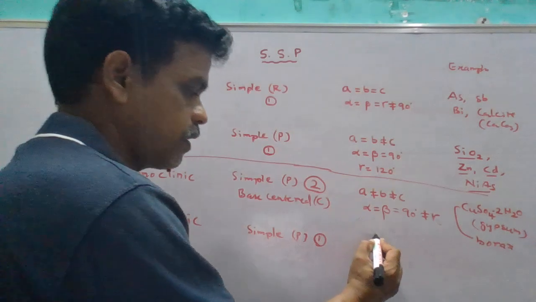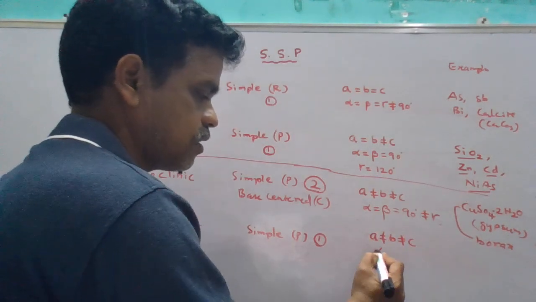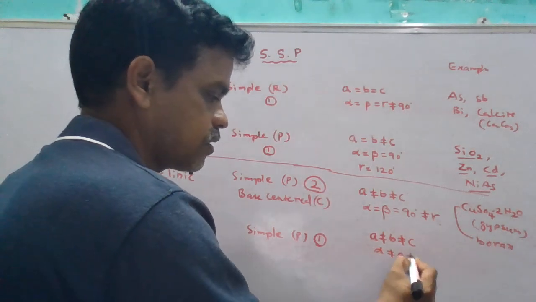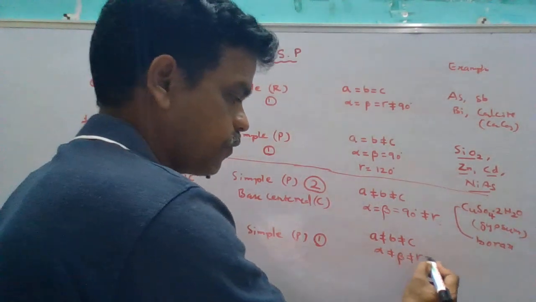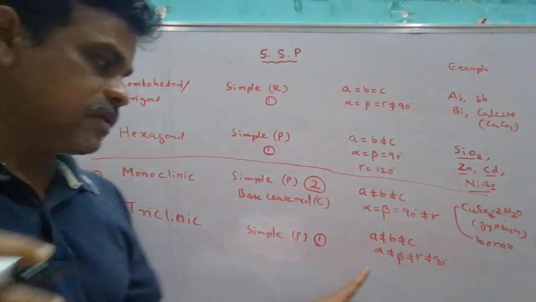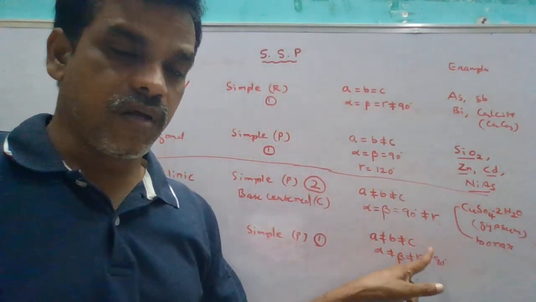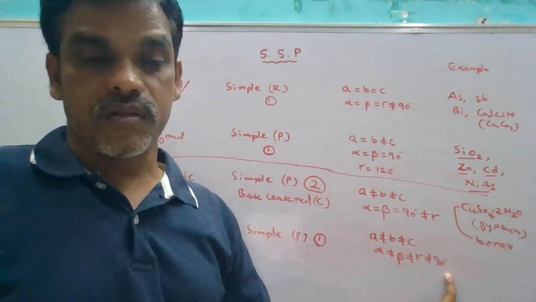So what about the unit cell characteristics? A not equal to B not equal to C, alpha not equal to beta not equal to gamma, and none of them equal to 90 degrees. Everything is unequal.